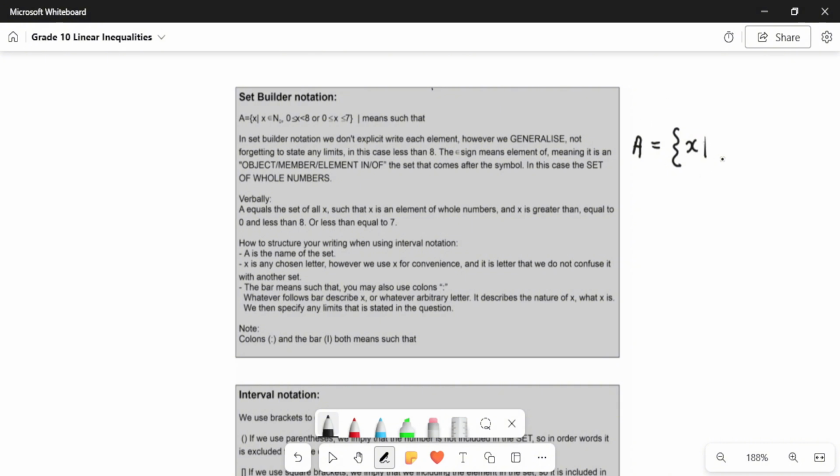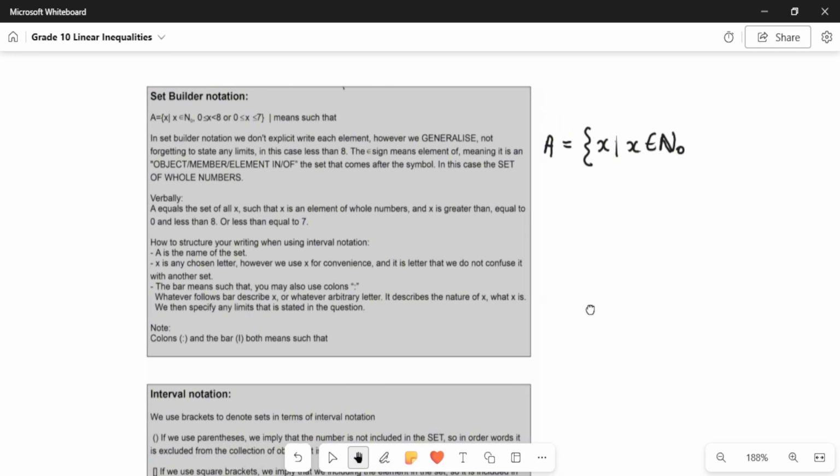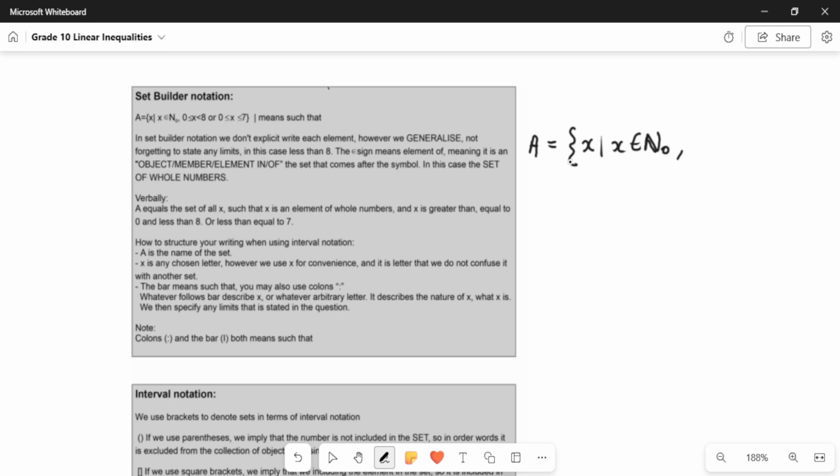We use this by a means such that, and then we name what set in general these numbers come from. For example, if we're dealing with a special set like natural numbers, whole numbers, integers, rational numbers, irrational numbers, or real numbers. So in general, this x comes from whole numbers because we told that it comes from whole numbers, right? Then if we leave it as it is here, we're talking about every whole number. But we know that there's a restriction. What is the restriction? The restriction is that x lies between 0 and 8.